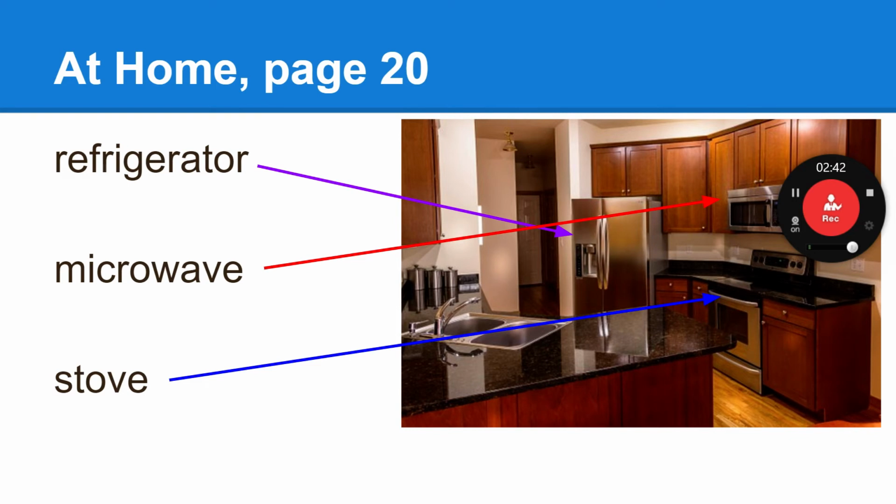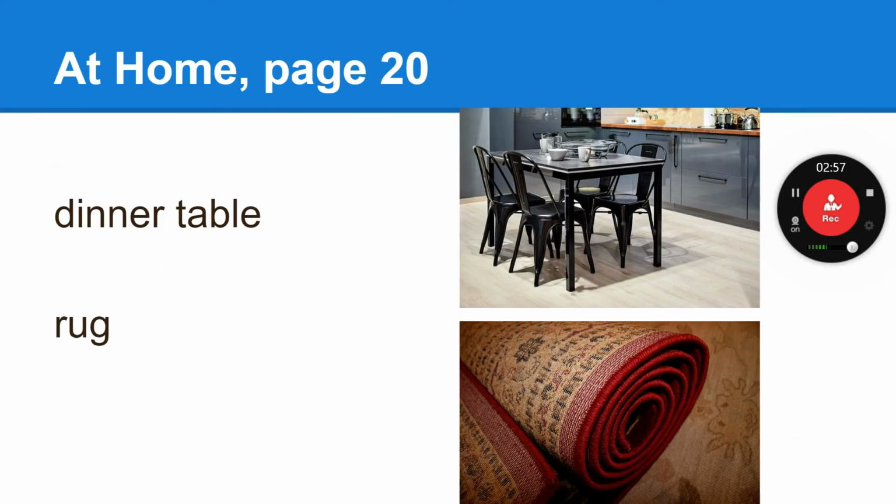Rug. This is something you roll out and you walk on it. Armchair. An armchair is what you sit in. You sit in your armchair and relax and read.